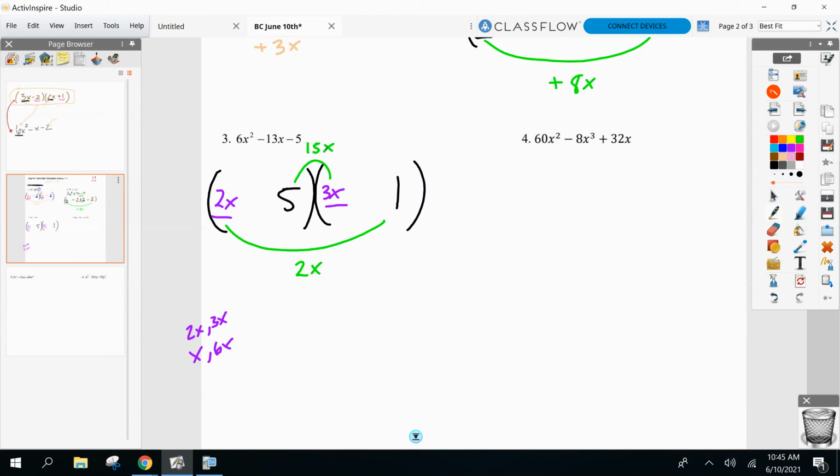You guys okay with me here? What's the sign on the 2x have to be if I'm going to get negative 13x then? Positive. So what inside the parenthesis has to be positive for me to get positive 2x? The 5 or the 1? The 1. And what's the sign on the 15 have to be? Negative, which means the 5 has to be negative.